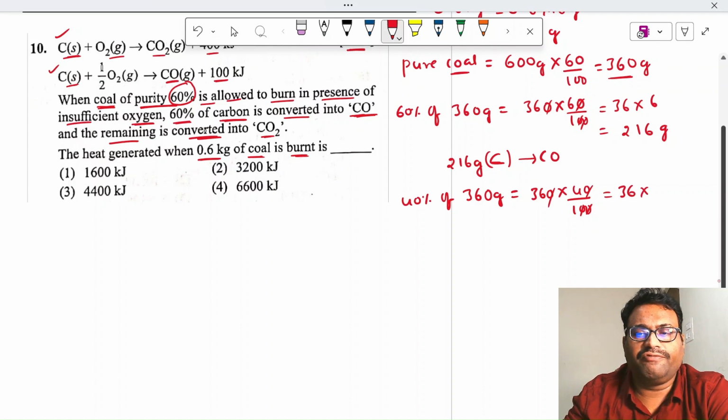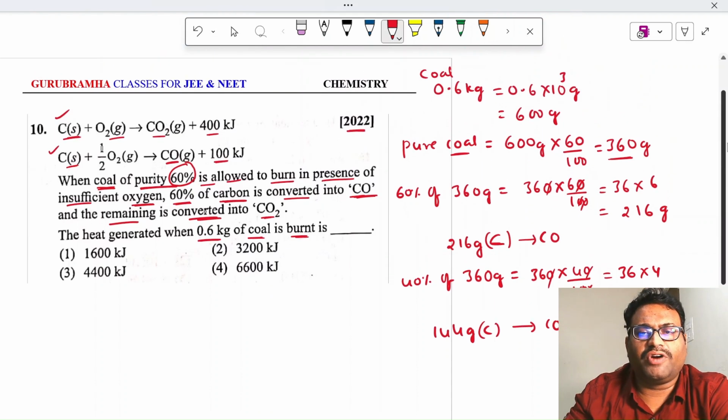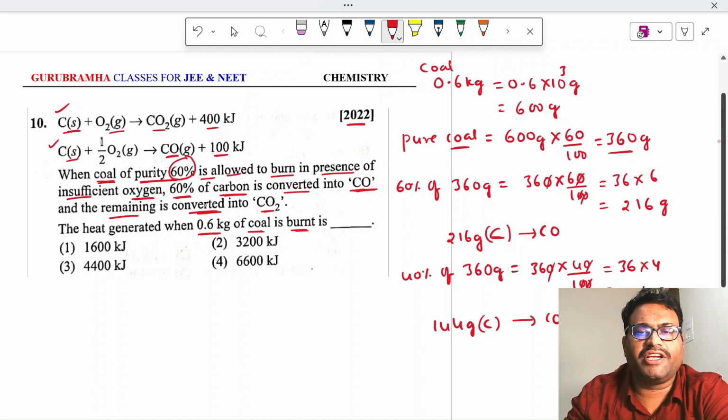So 36 into 4, right? 6 4s 24, 144 grams. So this 144 grams of carbon is converted into carbon dioxide. Okay, so what is this? Coal initially taken is 0.6 kg, that is equal to 600 grams. Among that 600 grams, he is saying that only 60 percent of the coal is pure. So how much pure coal do we have? 360 grams. Among the 360 grams, 60 percent is converted into carbon monoxide and 40 percent is converted into carbon dioxide.